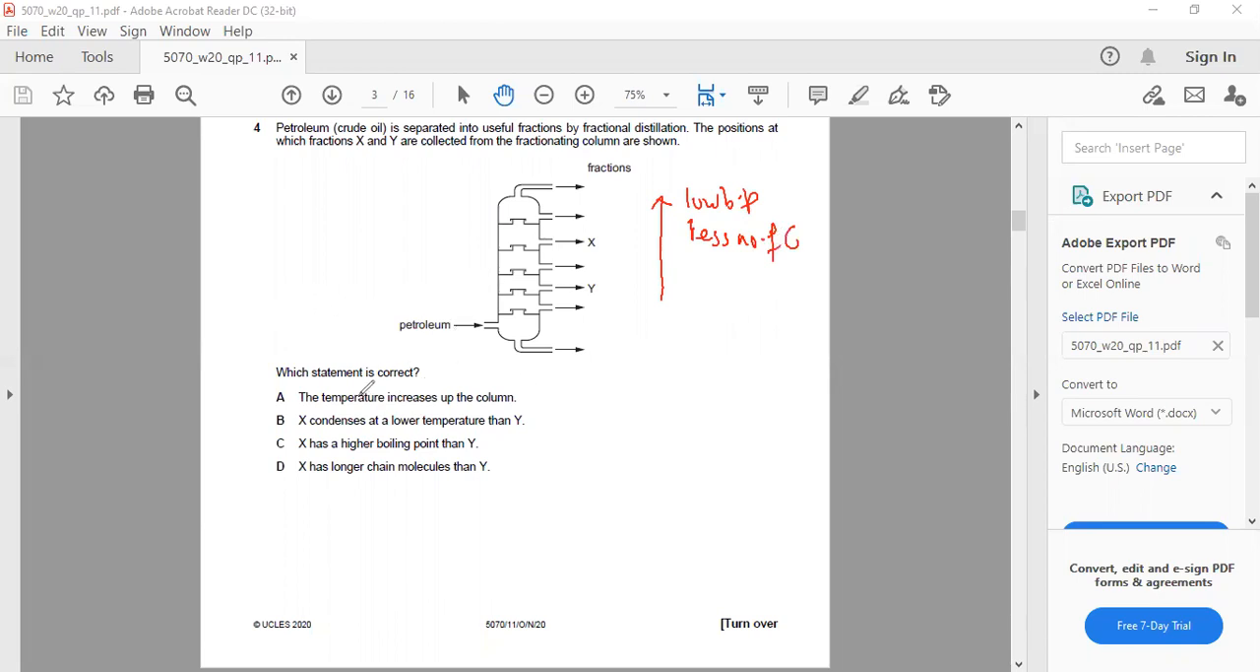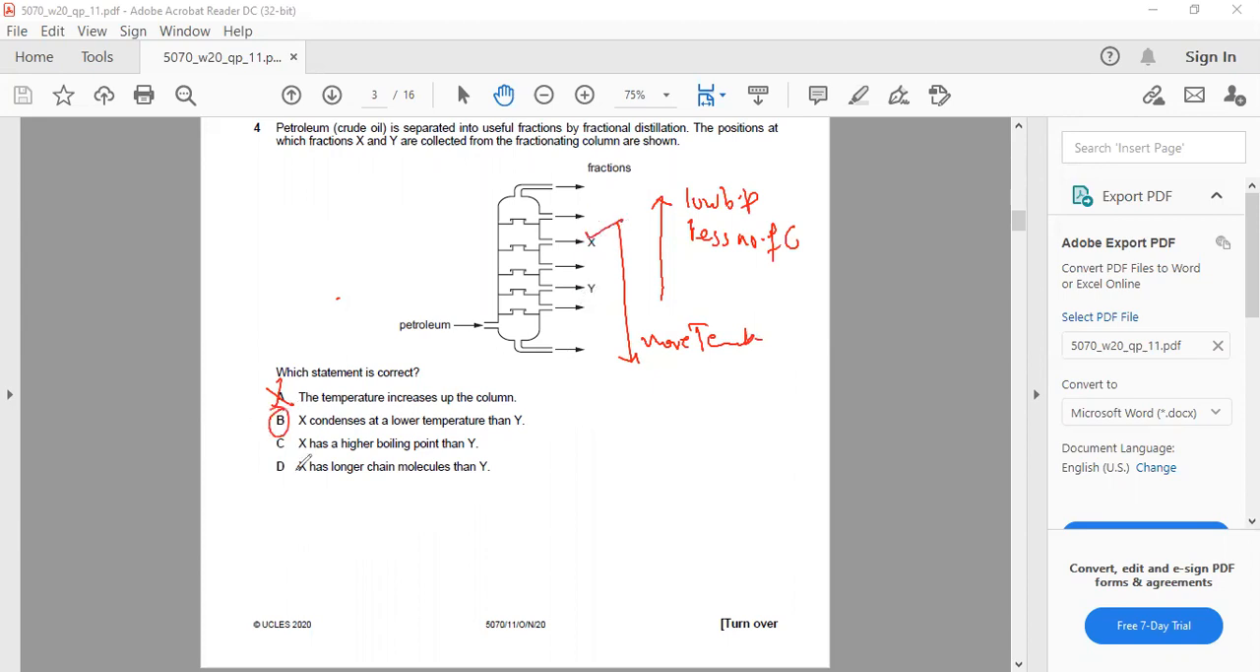So the question is, which statement is correct? The temperature increases up. So it's wrong, because if you go up, there is a low boiling point. Here, further down, there is more temperature. X condenses at a lower temperature than Y. Yes, because it has a lower boiling point.